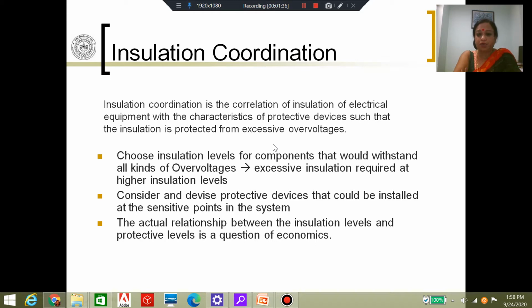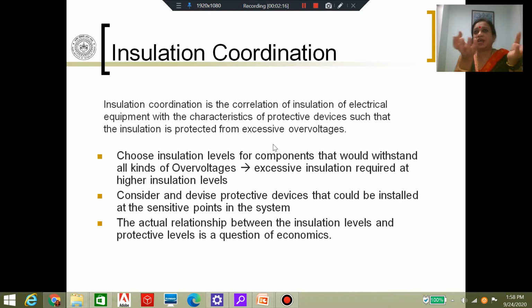But if you do that, then the insulation levels that you would have to work with would be enormous. That means you will have to provide a very large quantity of insulation, and that will make your equipment very bulky and also very expensive. Of course, you can go for materials with higher dielectric strength, but definitely that is going to increase your expenses. So in practical terms, excessive insulation is not an option.